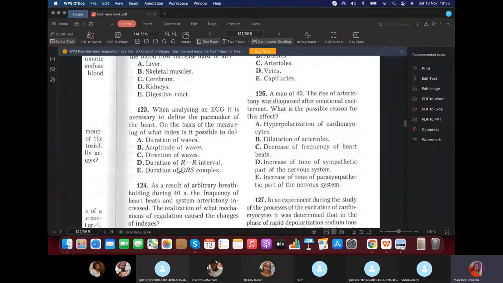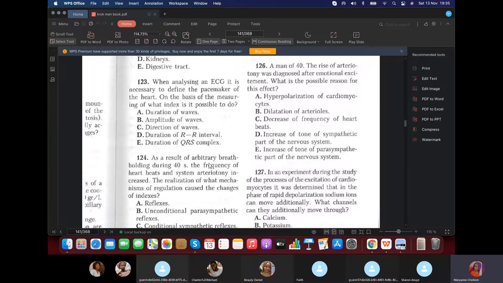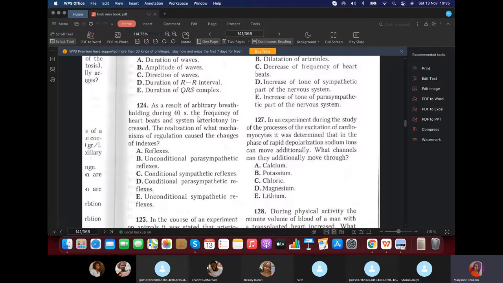If it is 40, it is the AV node. So that's why they're saying you have to check the duration of the RR interval. Makes sense? Yes.